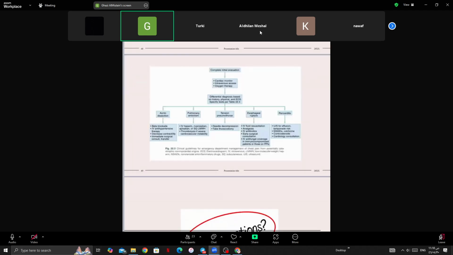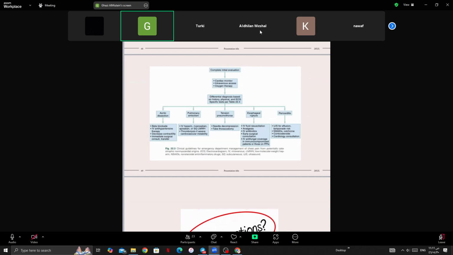This is the algorithm for how to approach a patient with life-threatening causes of chest pain. The most important thing is to do ABC. Then, based on the underlying cause, you will specify the treatment according to the cause of chest pain. For example, tension pneumothorax, you should do a needle decompression or tube thoracostomy.